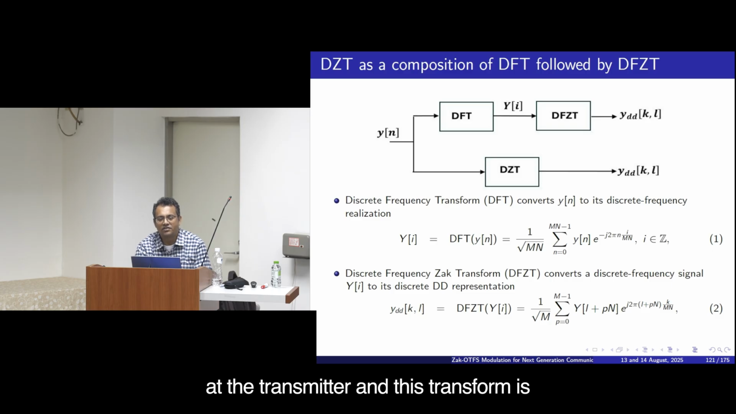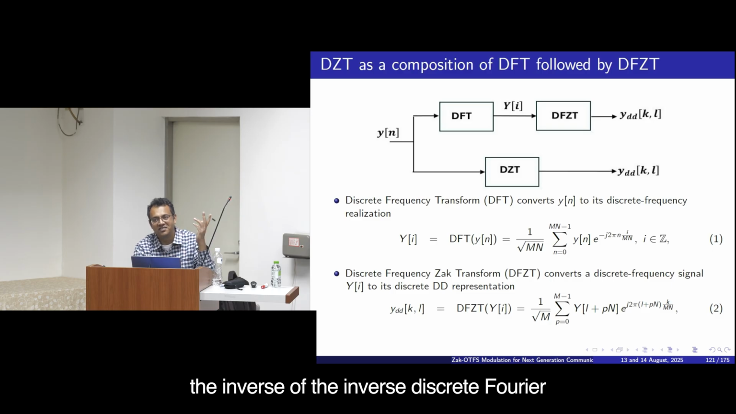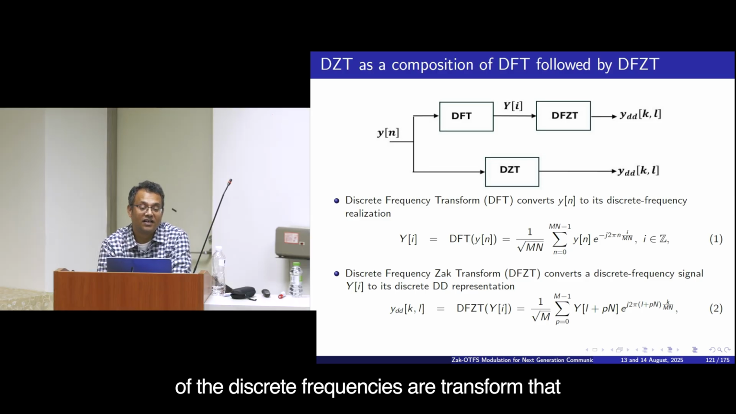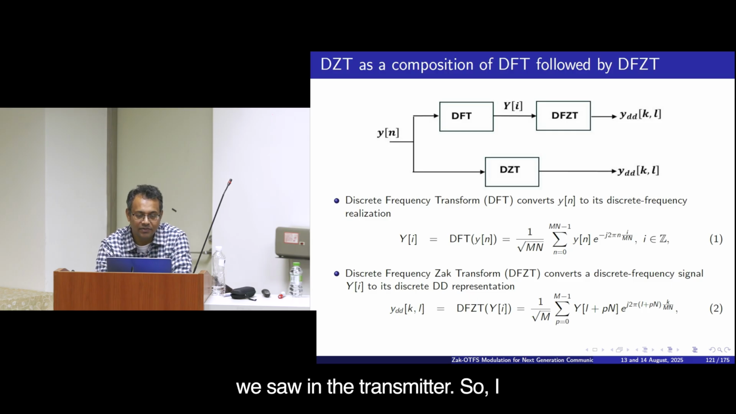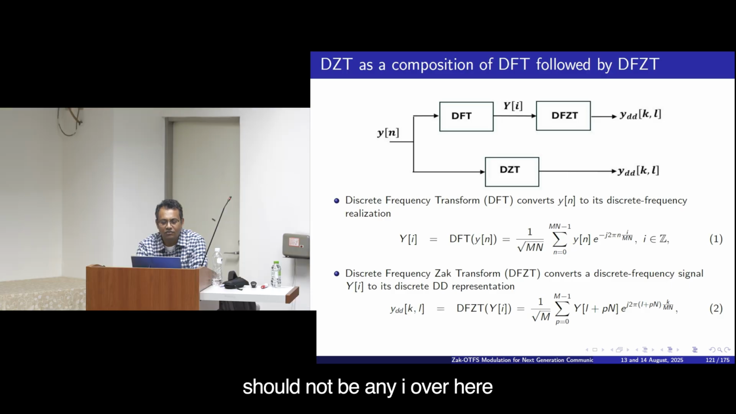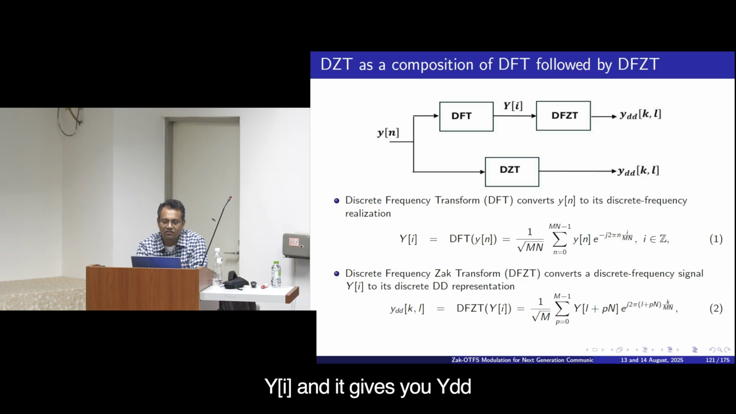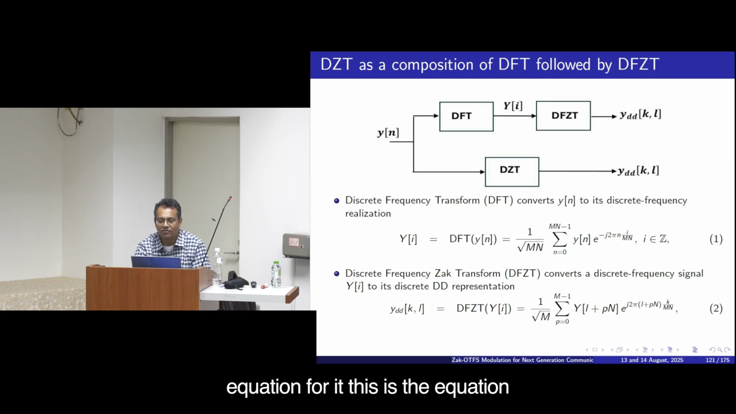And this transform is the inverse of the inverse discrete Fourier transform. So I call it the inverse of the discrete frequency Zak transform that we saw in the transmitter. So I call this a discrete frequency Zak transform. There is a typo here, there should not be any I over here, okay. Please remove the I there. So what this discrete frequency Zak transform does is it takes the discrete frequency representation Yi and it gives you YDD, okay.